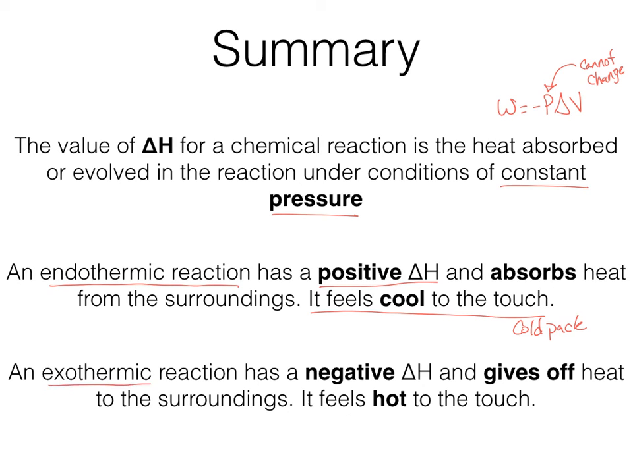An exothermic reaction has a negative delta H and it gives off heat. And so it feels hot to the touch. This is a hand warmer. When you go skiing, you break open the little pack, you shake it up, and it gets warm. There's a reaction happening inside of that pack, and that reaction is exothermic.